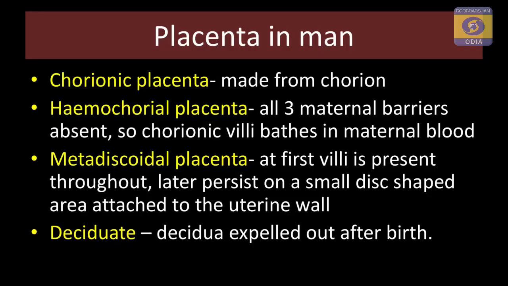What is metadiscoidal? As I have already told you, at first the entire surface will be covered by villi, but slowly and gradually, later only a small disc shaped portion will retain the villi. So, this is called your metadiscoidal placenta.